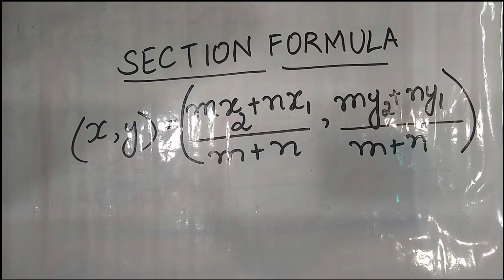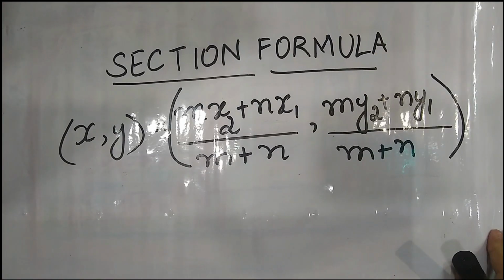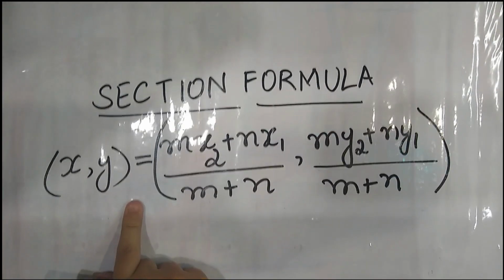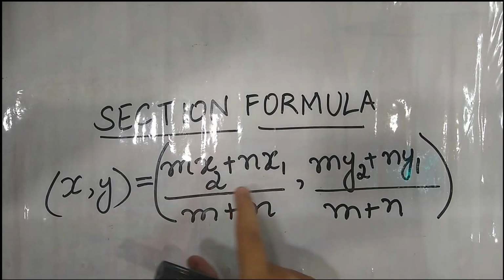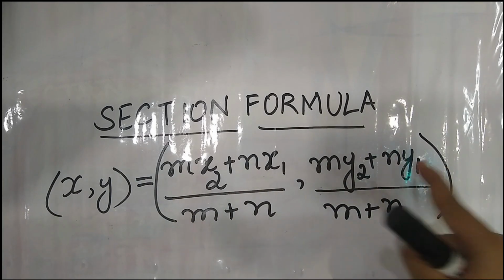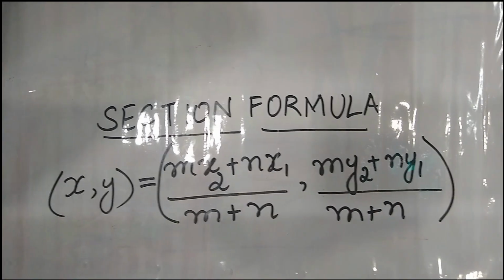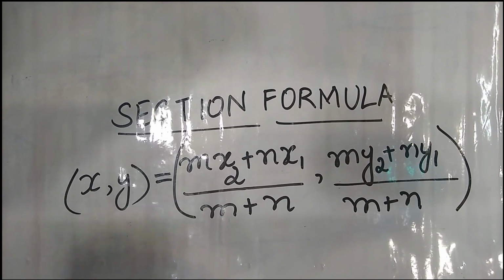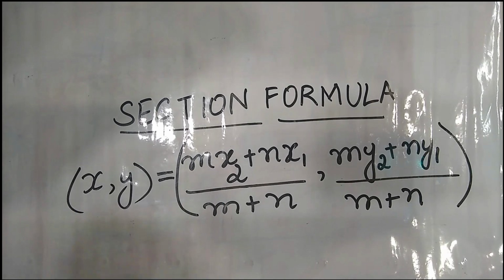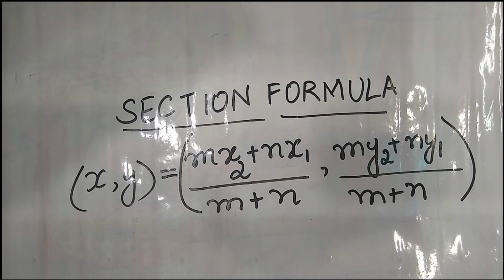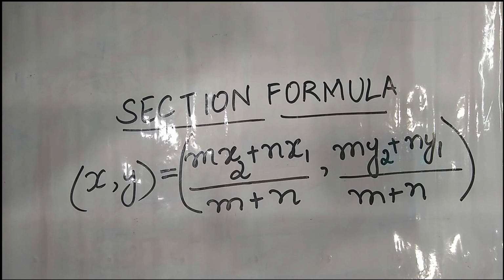So in the previous video, we derived the section formula and we got the formula as x comma y, which was the coordinate of the point that we wanted. That will be equal to mx2 plus nx1 divided by m plus n for the x coordinate, and my2 plus ny1 divided by m plus n for the y coordinate. Now, if that point P that you want the coordinates for divides AB in the ratio k is to 1, then what are the coordinates that you get? Let us figure out.